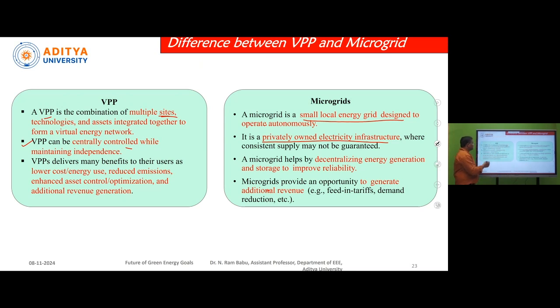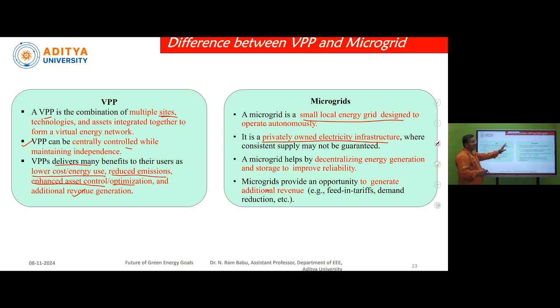Whereas here also, this VPP delivers many benefits. Here additional revenue we are getting, but with the help of these DERs, that means these VPPs, first, lower cost for energy use. Okay, reduced emissions, that means carbon emissions can be reduced, and enhanced asset control will be taking place. Optimization can be done, and also additional revenue can be generated. Whereas in a microgrid, only revenue can be generated. Coming to VPPs, we will be reducing carbon emissions, and low cost for energy is also obtained. So this is the major difference.